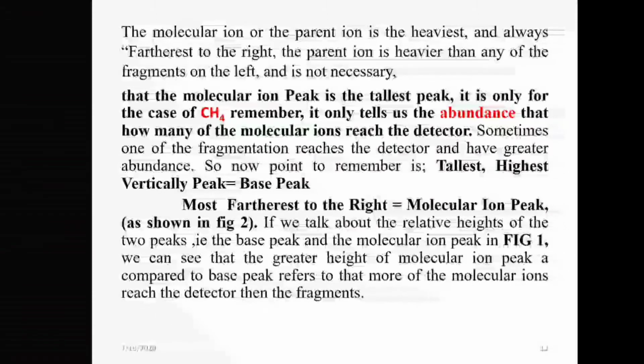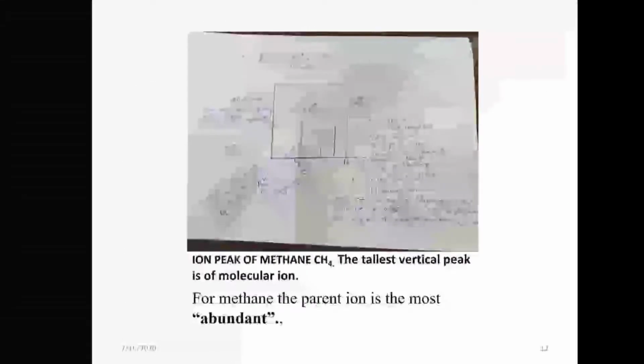So, if we talk about the relative heights of the two peaks, that is the base peak and the molecular ion peak, in figure 1 we can see that the greater height of the molecular ion peak as compared to the base peak means that more of the molecular ions reach the detector than the fragments.